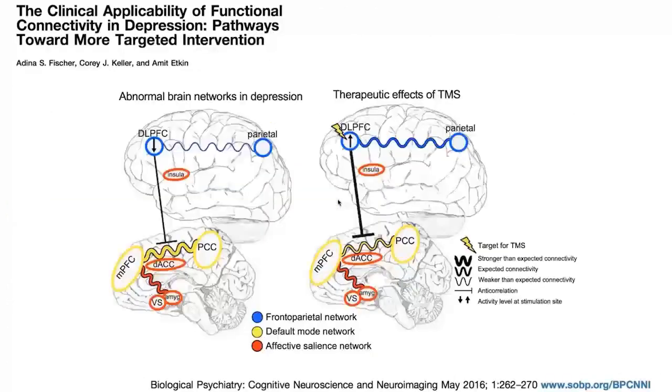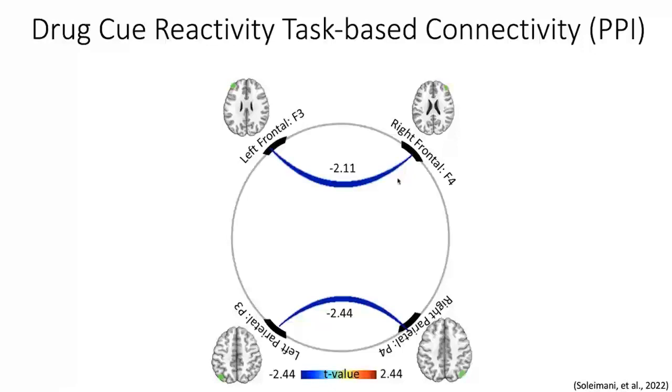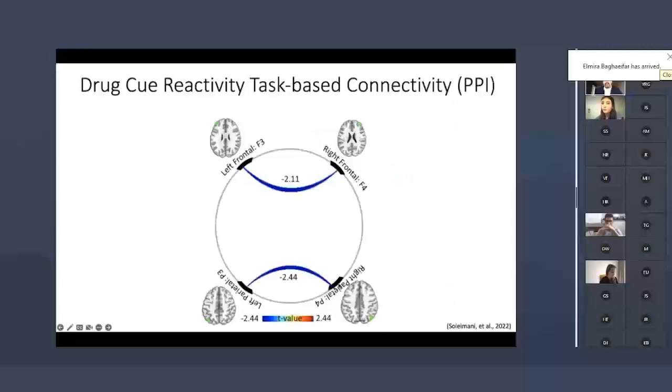When we talk about targets, there are different targets that are potentially important. As you can imagine, there are many areas or networks that people are interested in targeting, not only in addiction, but in other areas of psychiatry. One of those targets, for example, is the frontoparietal network, and we have been trying to see how we can engage it. But we realize that when we go for classic F4, P4 montages, we do not get the connection that we have been expecting.